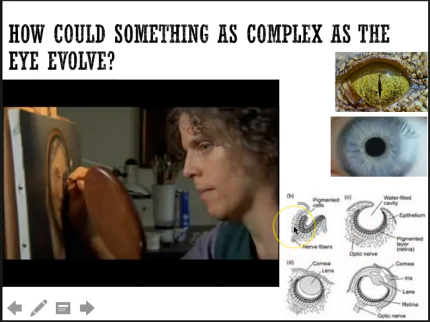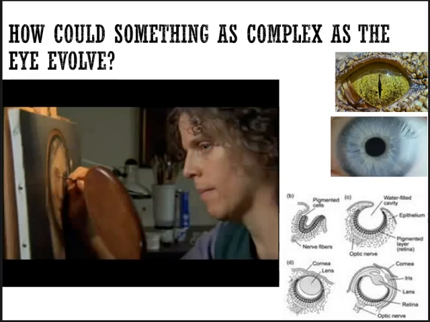So the first stage here is to have some cells that are sensitive to light. We call those pigment cells. And if you think about it, there are lots of cells that are sensitive to light. Your skin cells are sensitive to light. They change color. They make more melanin when they're exposed to light. So we have those. Even bacteria have in them chemicals that are sensitive to light.